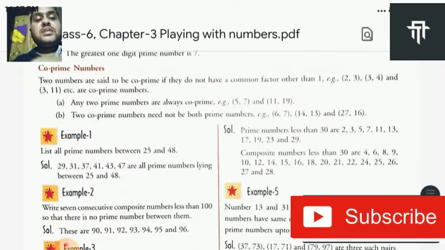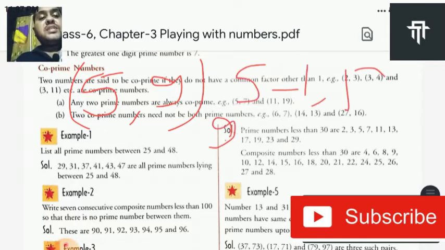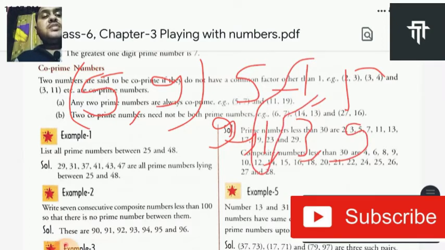Next, suppose I am writing 5 and 9. The factors of 5 are 1 and 5, and the factors of 9 are 1, 3 and 9. So here also the common factor is only 1. So these two are also co-prime.